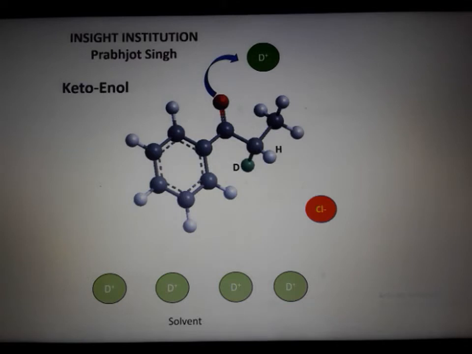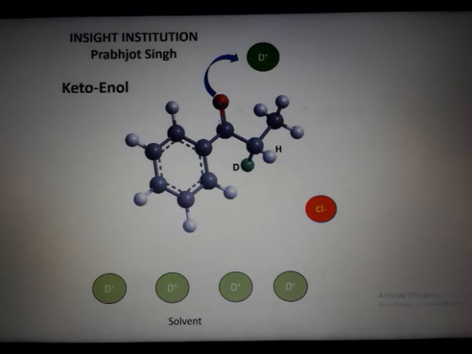to understand the other mechanisms better also, because organic chemistry goes through lots of stuff all together simultaneously. So we replaced one of the alpha hydrogens with deuterium here, and also we took the solvent as deuterated, with the counterion, let's say chloride. It's a mineral acid though.